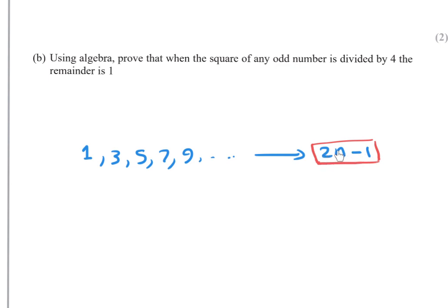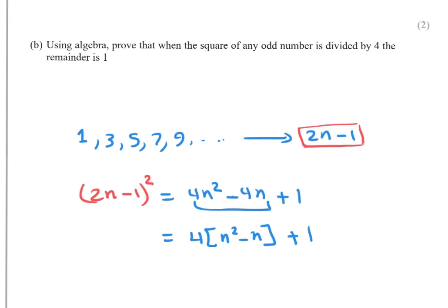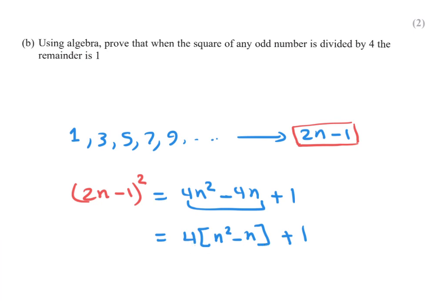Now if you square the odd number, this means (2n minus 1) squared. Now you can expand: 2n times 2n, so 4n squared. And the middle term, 2 times negative 1 times 2n, so negative 4n. And negative 1 times negative 1, which is positive 1. Now we can rewrite this expression. We can take 4 common. Now you are left with 4 times (n squared minus n) plus 1. This expression is divisible by 4 because of the factor 4, so this part is divisible by 4 and the remainder is 1. So we prove that the square of any odd number divided by 4 leaves a remainder of 1.